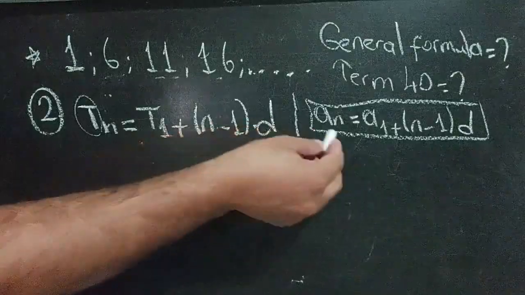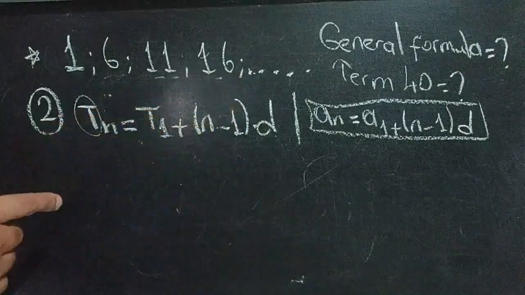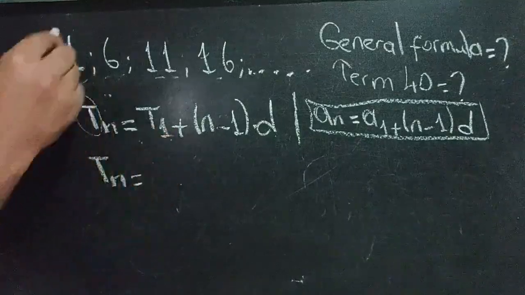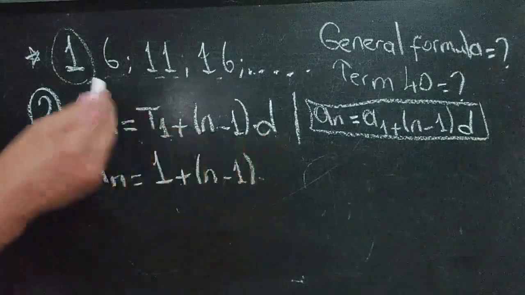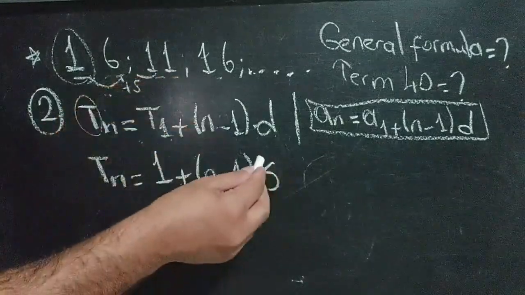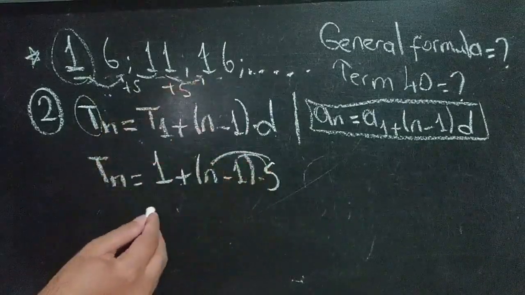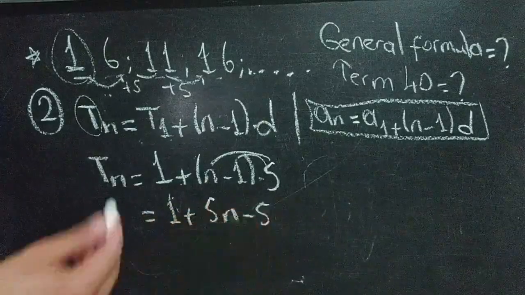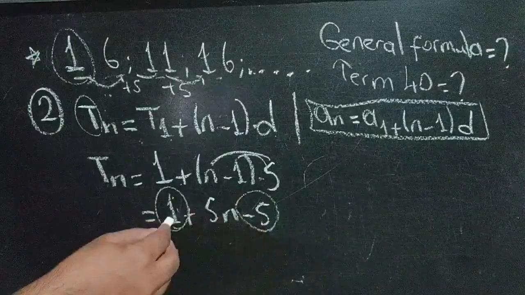Okay, in some books you can see this, in some books you can see that. It doesn't matter as long as you use that one in the correct way. So Tn equals the first term, 1, plus n minus 1 times the constant difference, which is plus 5. Open this bracket. That will give you 1 plus 5n minus 5. So from there you can do operations with those two numbers.